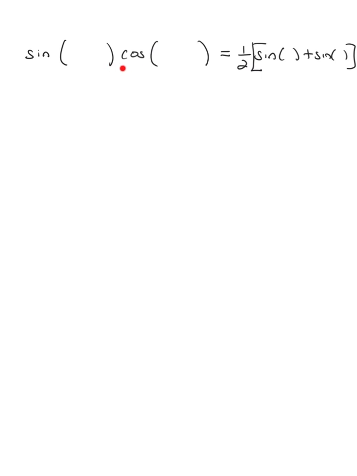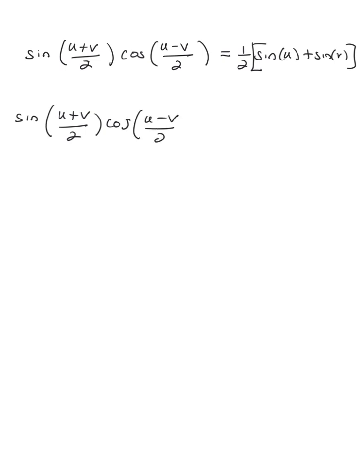So this was our equation. Here we had an alpha and a beta, but we're going to call those u plus v over 2, and we'll call this u minus v over 2. And then over here, because this was alpha plus beta, we're going to call this u. And because this was alpha minus beta, we're going to call this v. So our equation is, let's rewrite it, sine of u plus v over 2 times cosine of u minus v over 2 is equal to 1/2, and we can simply write this as sine of u plus sine of v.